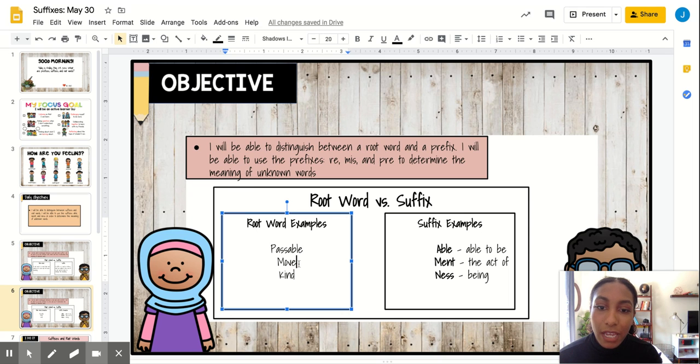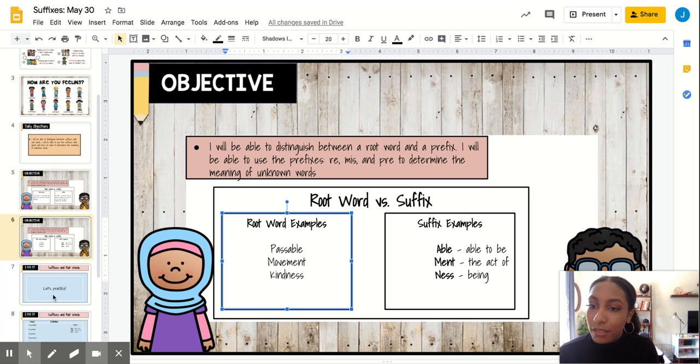All right, let's look at move. We know that move means that you're moving your body, right? Now, if we add the suffix ment to it, it changes to movement. The act of moving, that's what it means. And then kind. We know kind means you're sweet or nice to someone. And ness means being. So if we add our suffix ness, it means being kind.